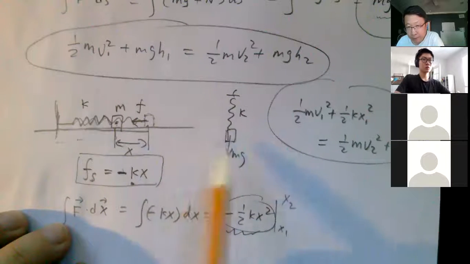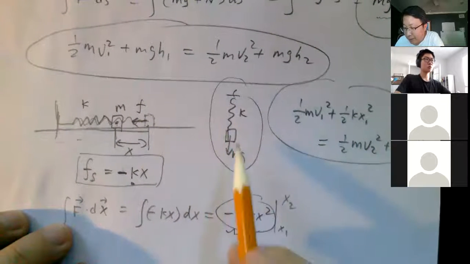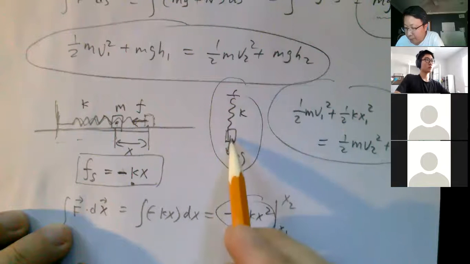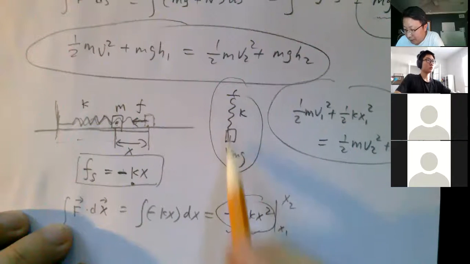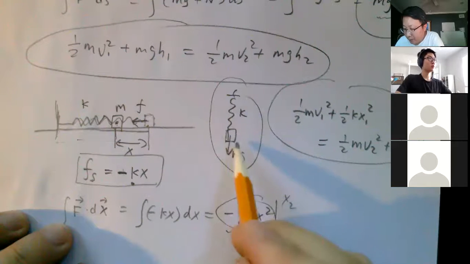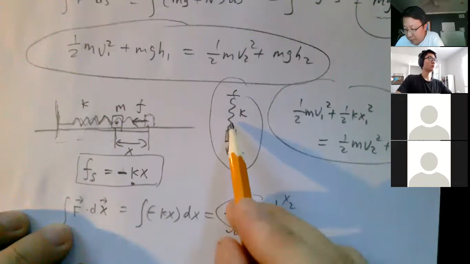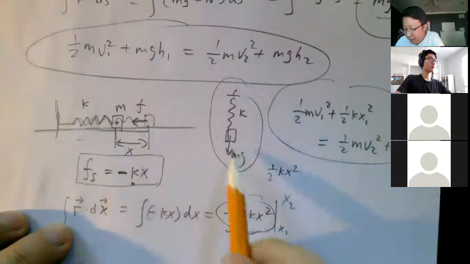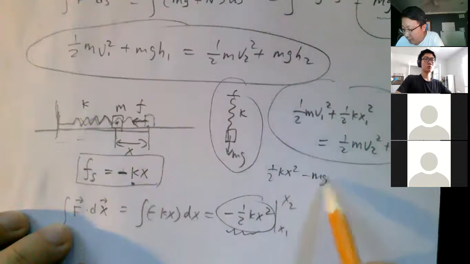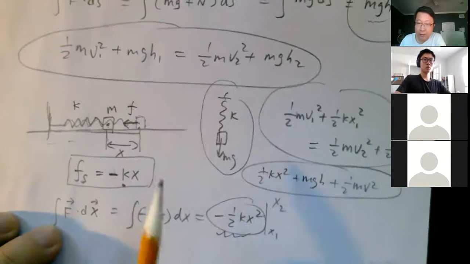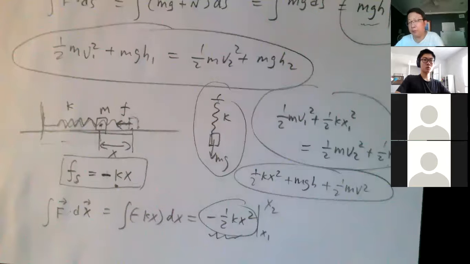Same thing here. So this one is a little bit complicated. This one has mg, so you should write the formula. You can see, because mg is also along the movement direction, you have two potential energies. One is spring potential energy, which is 1/2 kx squared. But you also have potential energy, which is mgh, plus kinetic energy. So these three terms added together are a conservation.